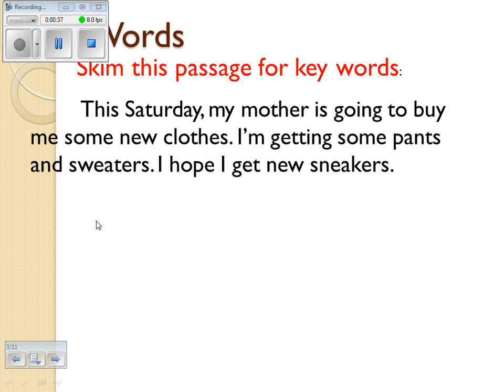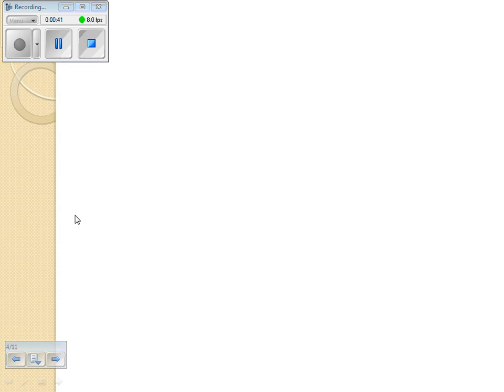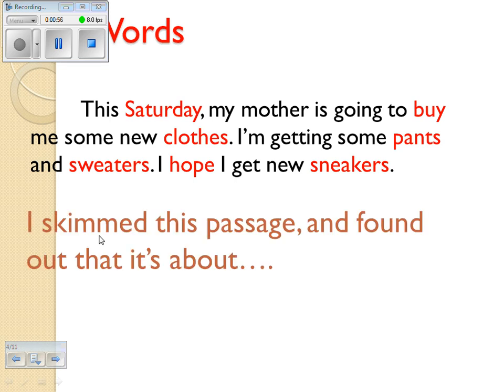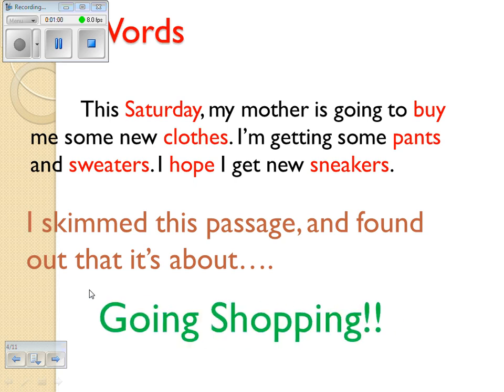The keywords that we're going to use today, we're going to look at just these few sentences, and we're going to just look for some keywords. I think I might find some keywords that will tell me what the passage is mainly about. Saturday, buy, clothes, pants, sweaters, hope, and sneakers. Those are the words that are the most important in this passage. The other words are not quite as important. So I really only need to skim the passage to see those words, and I think that passage is about going shopping.